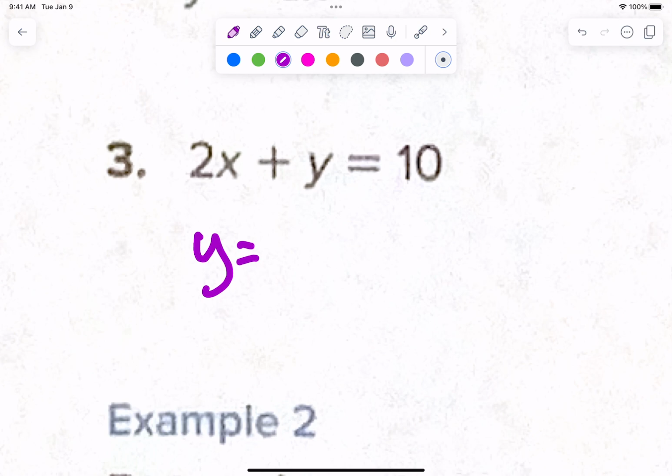There you go. Now graph him. Graph him. Yep, after you get him moved, graph him.